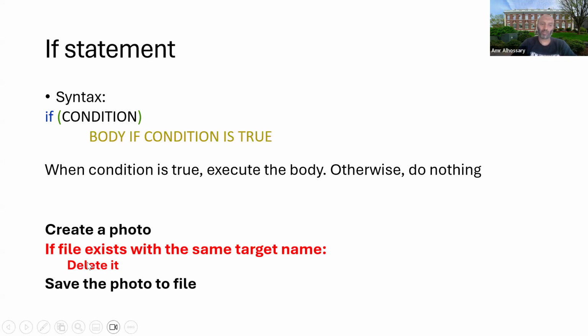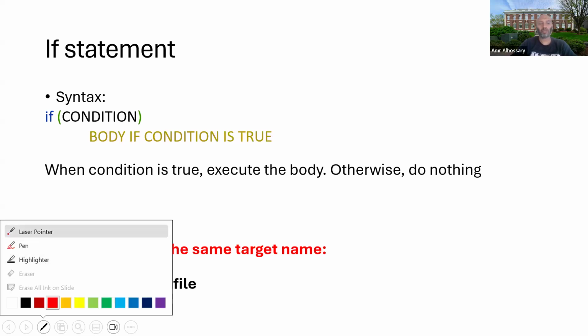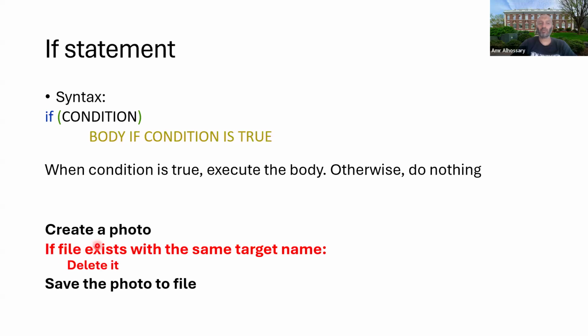If not, it does nothing, and then it saves the photo. So if nothing exists with the same name, nothing will be deleted. In all cases, you create the photo. In all cases, you save the photo to the file.